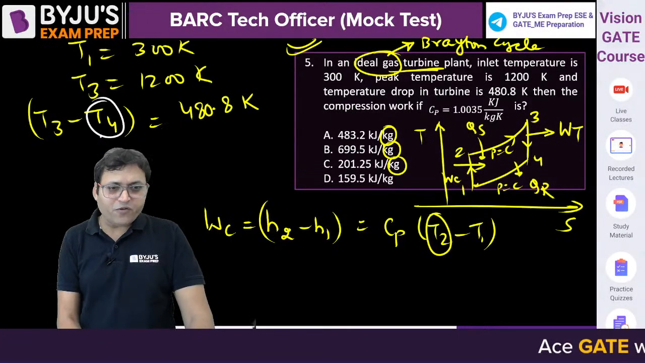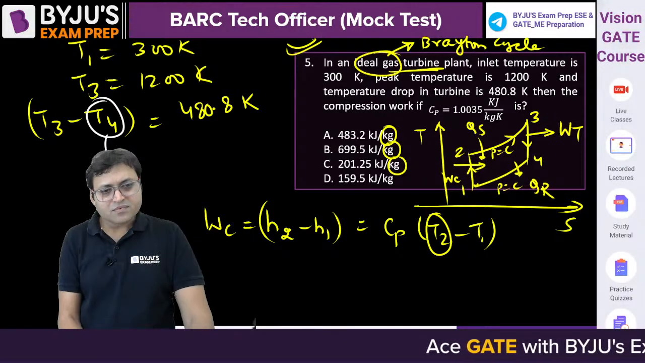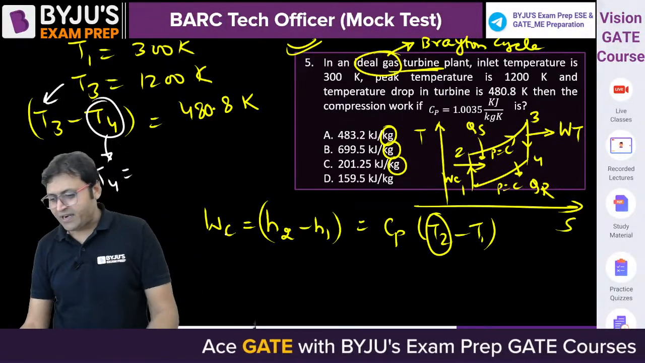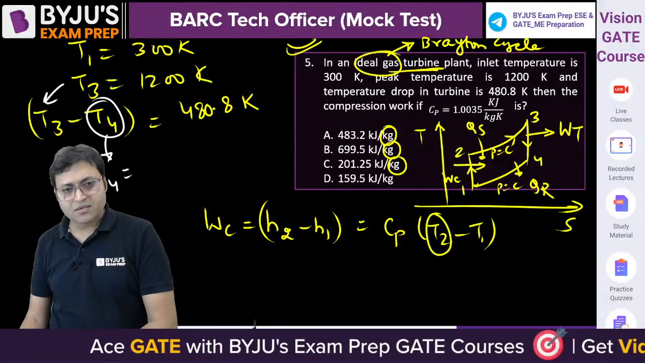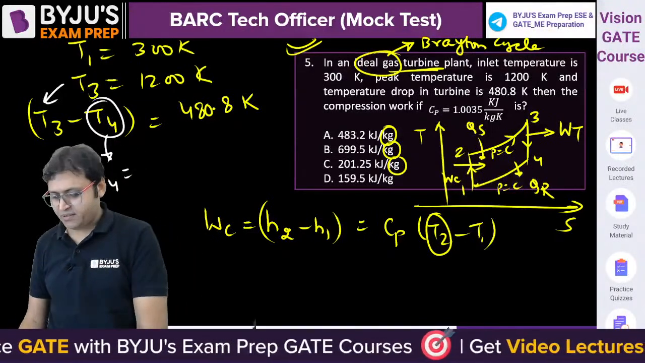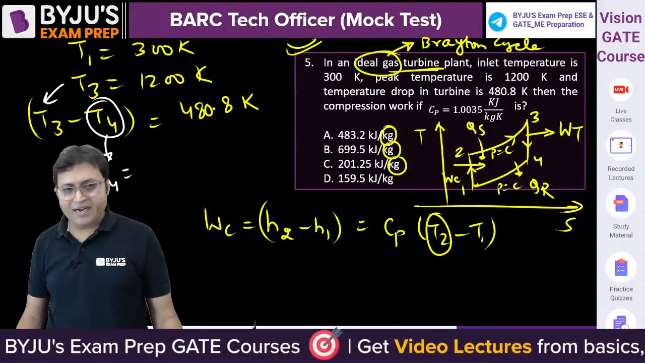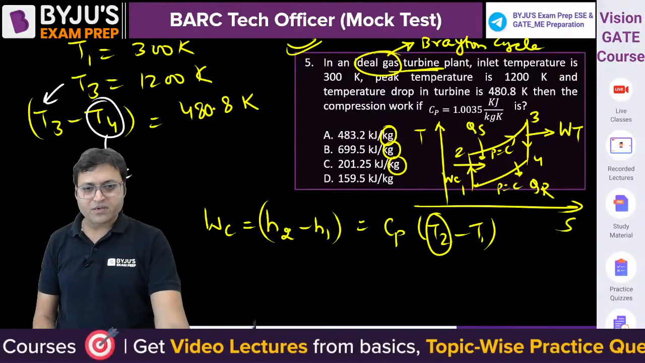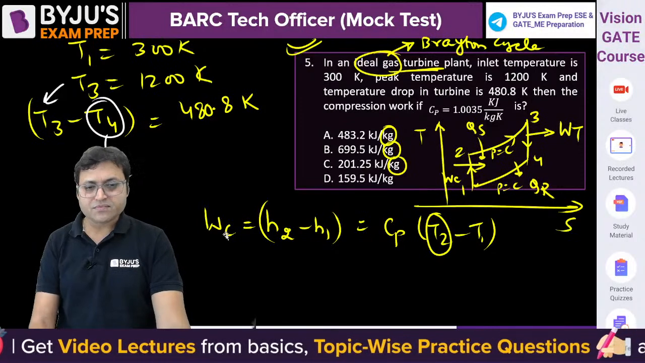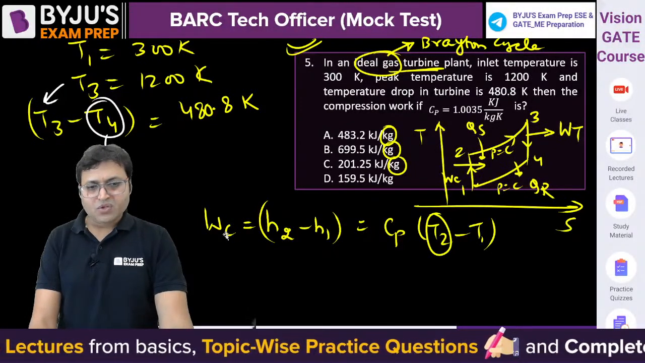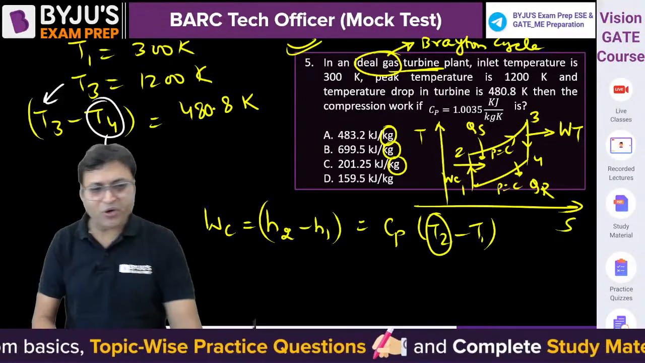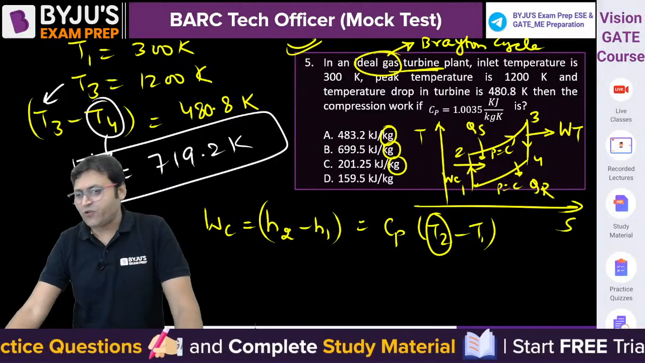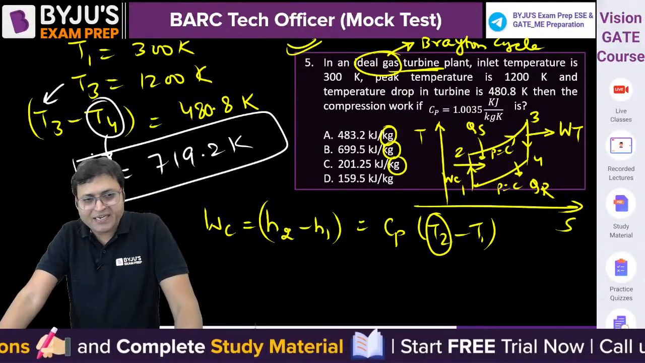Can you find out T4 from here? T4 is equal to, because T3 is 1200, so 1200 minus 480.8 is equal to T4. What is the value of T4? Are you getting T4 as 719.2? Isn't it?